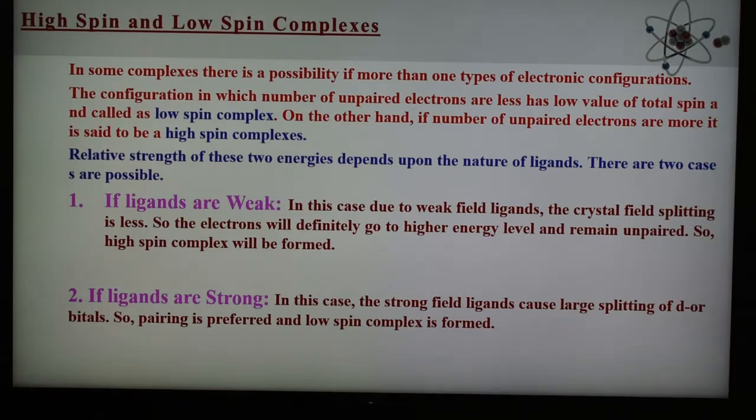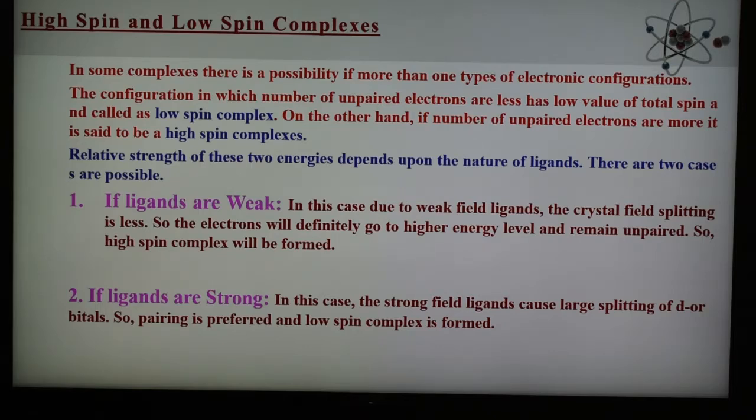The spin state of a complex depends upon the relative value of the crystal field splitting energy, that is delta O, and the pairing energy P. Pairing energy is the energy required for two electrons to pair up in the same orbital. The relative strength of these two energies depends upon the nature of the ligand, and there are two cases: number one, if ligands are weak, and number two, if ligands are strong.